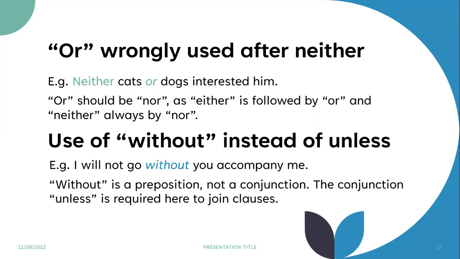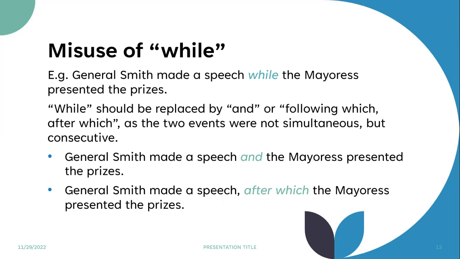Next, use of without instead of unless. Example: I will not go without you accompany me. Without is a preposition, not a conjunction. The conjunction unless is required here to join clauses. So: I will not go unless you accompany me. So it's very simple so far.